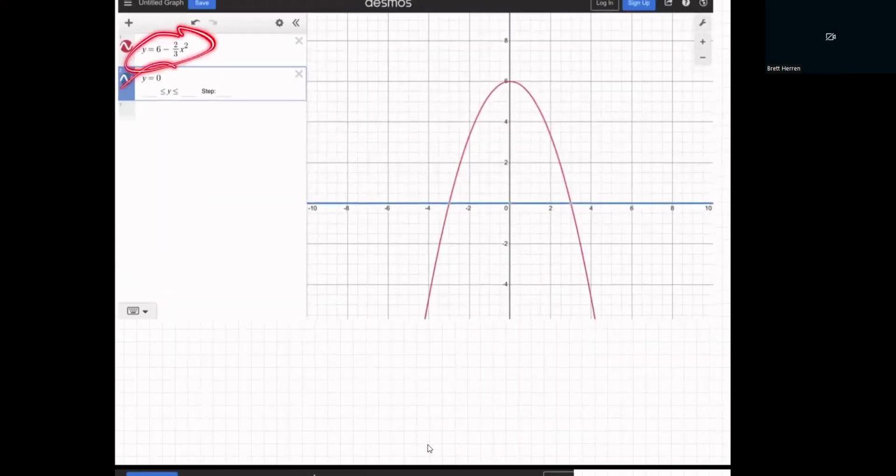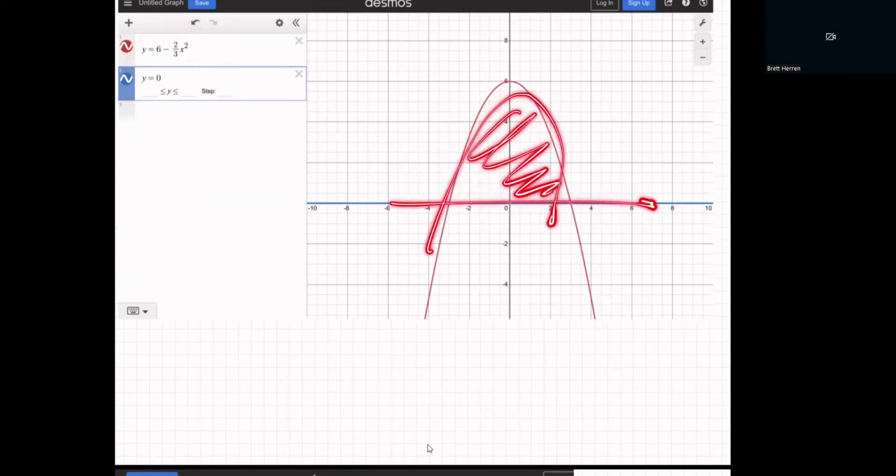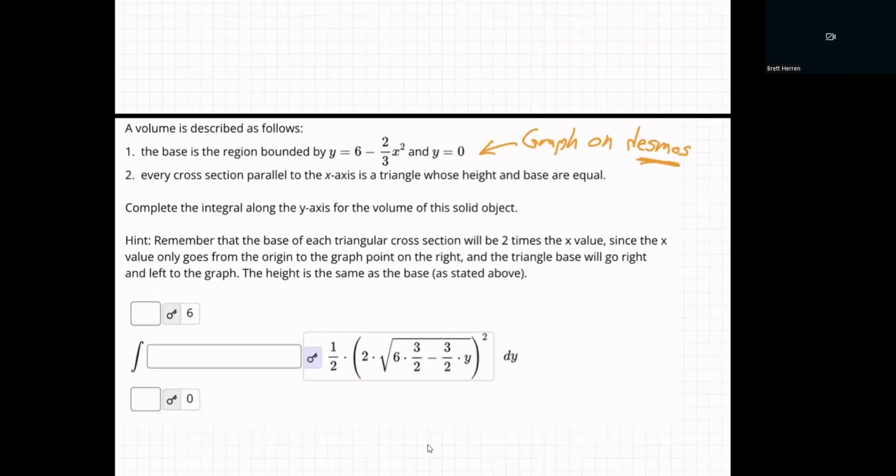So I graphed that function at y equals 0. So this is the region we're talking about, the region between those two functions, right? This is an upside down parabola, as you know, upside down U shape, and this is the line y equals 0. There's the region between them. Okay, that's the first thing, the region bounded by those two. Got it. Now we're going to take cross sections parallel to the x-axis.